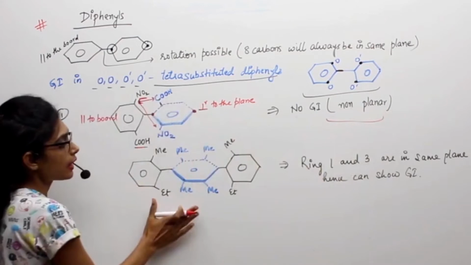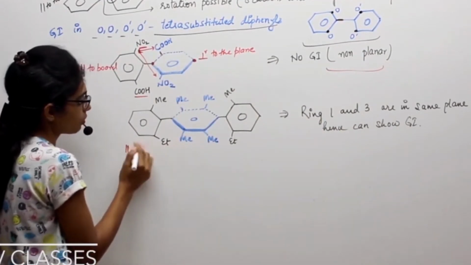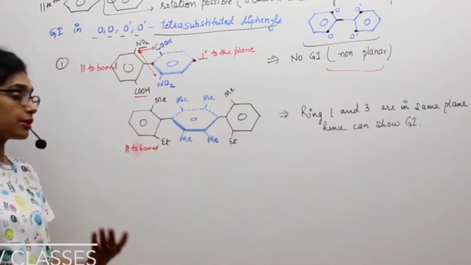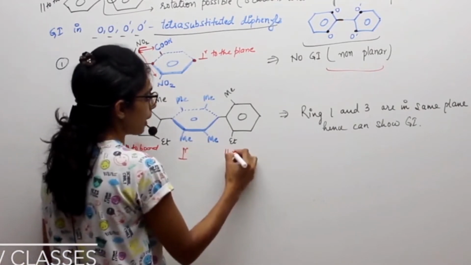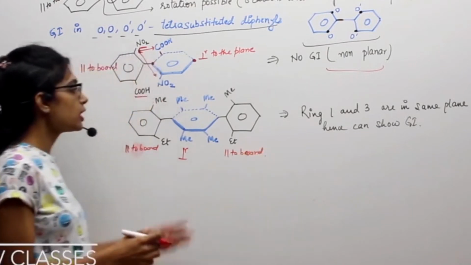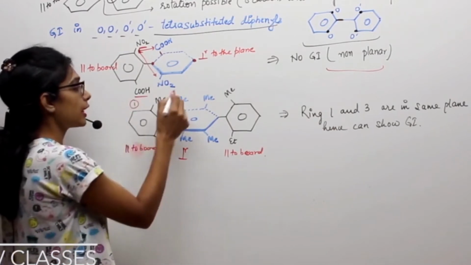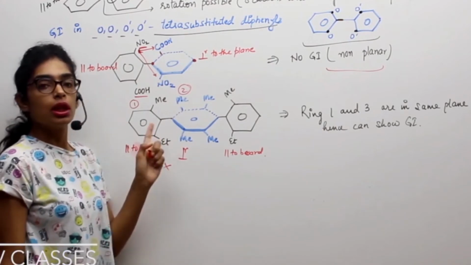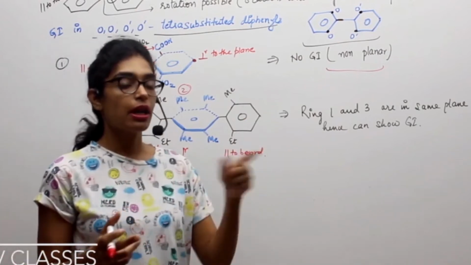Whereas if I take a case like this, where my first ring is parallel to the board, and now here I have attached three cyclic rings, three benzene rings basically, another is perpendicular, and then again the next one is parallel. Now if somebody asks whether GI is possible in this kind of structure, let's understand. With respect to the first and second ring, no, because the groups are in different planes, and groups in different planes have the same L1 and L2.